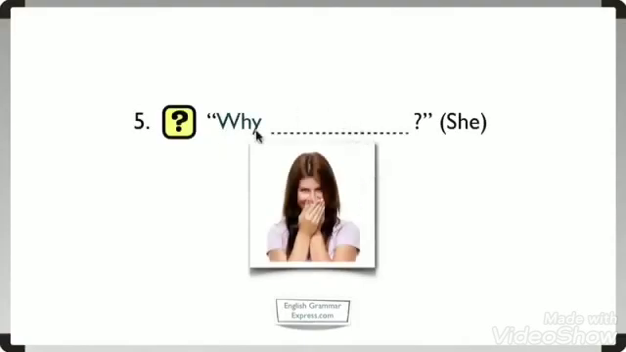Number 5 now. Why something? Question mark. We want this in the she form. This is she. And the verb we want is to smile in the question form of past continuous. And the sentence is, why was she smiling? We could also have, why was she laughing? Number 6 now. Who something about? The verb that we want from this picture is to talk. And we want this in the question form of past continuous with they. And the sentence is, who were they talking about?